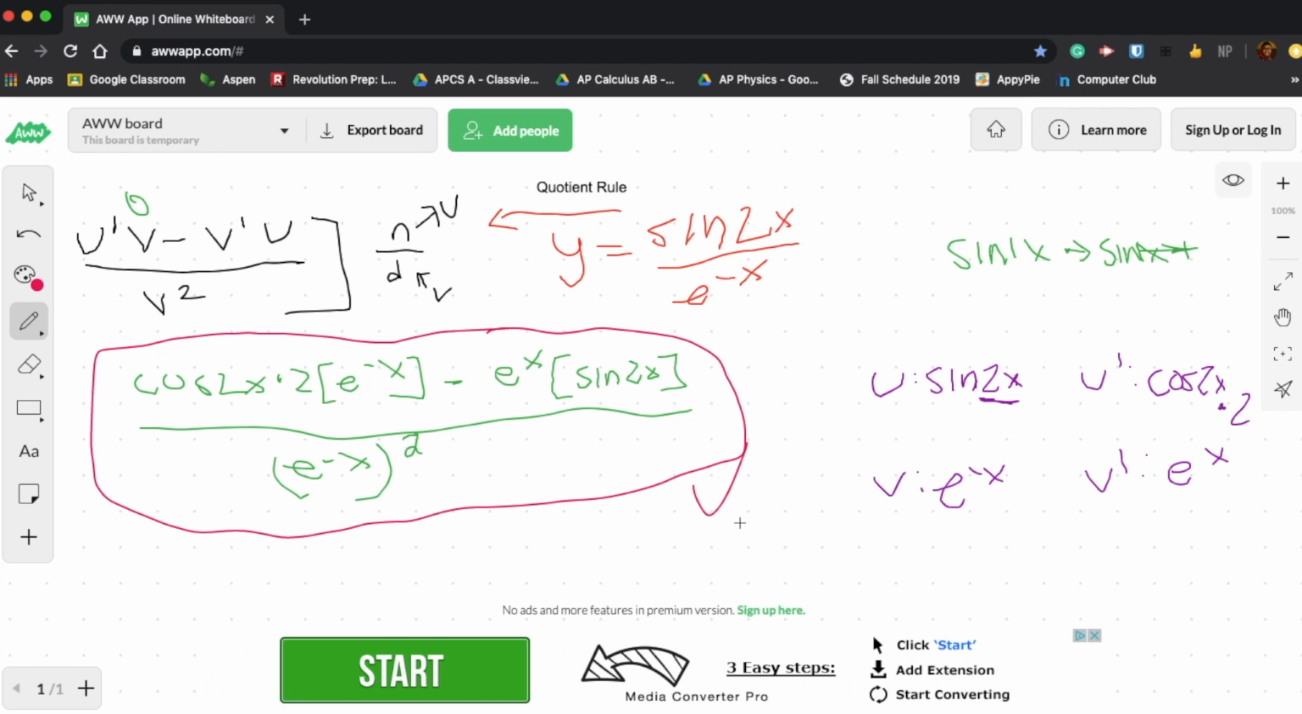Typically, if teachers ask you to simplify, they give you much easier terms to simplify. Unfortunately, in our case, these are pretty tough terms to simplify, so we don't really need to do that. But obviously, if your professor or teacher wants you to do it, then definitely do it. This is the general scheme of how to use the quotient rule.